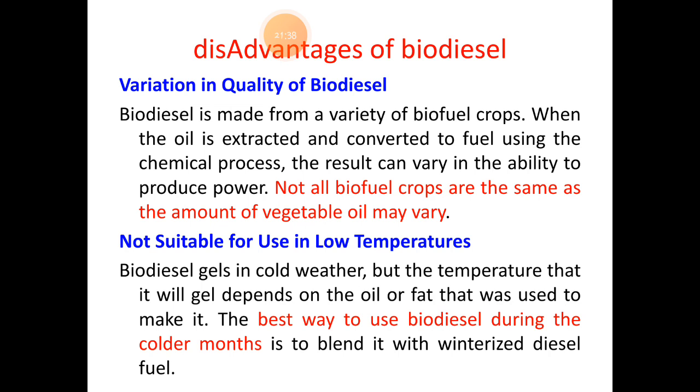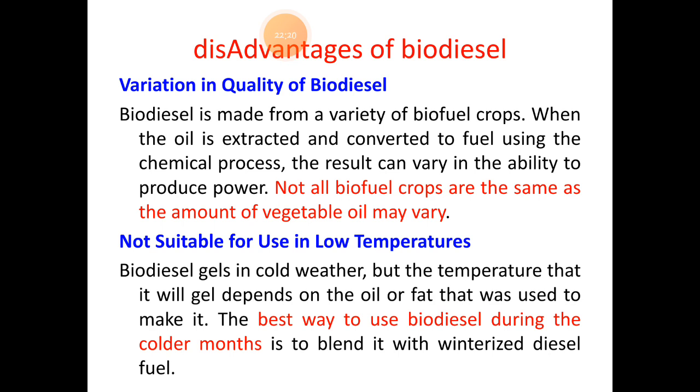Coming on to the disadvantages of the biodiesel, biodiesel varies in quality because the variety of biofuel crops and animal fat shows variation with the amount of energetics. So all biofuel crops will not give the similar kind of energetics. It varies with the kind. For example, soya will give a different kind of energetics, corn will give a different kind, and animal fat will give a different kind. So the source of formation of the biodiesel is the deciding factor of the energetics it produces.